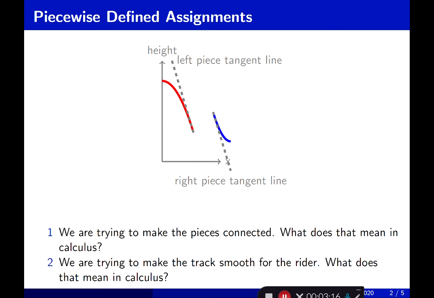So first you put in restrictions to make the piecewise function continuous, and then you put restrictions to make the left piece's tangent line coincide with the right piece's tangent line.